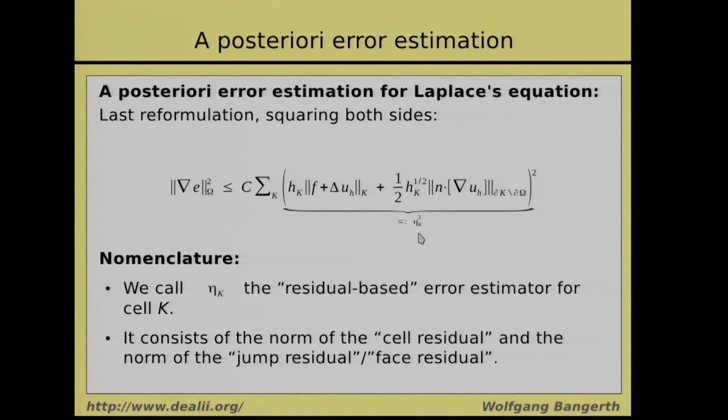We call them residual-based error estimators because they are based on the cell residual f plus Laplace UH and the jump residual, n dot the jump of gradient u. That's what I'm going to use for mesh refinement then, right? These are computable quantities on every cell that I'm going to use for mesh refinement.